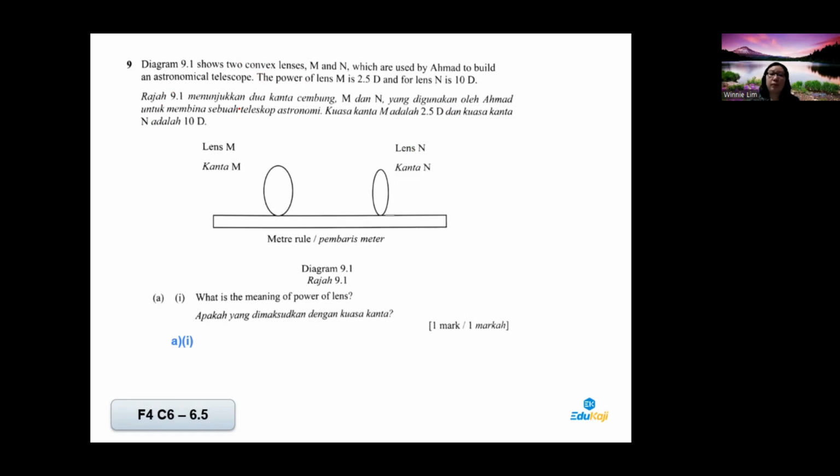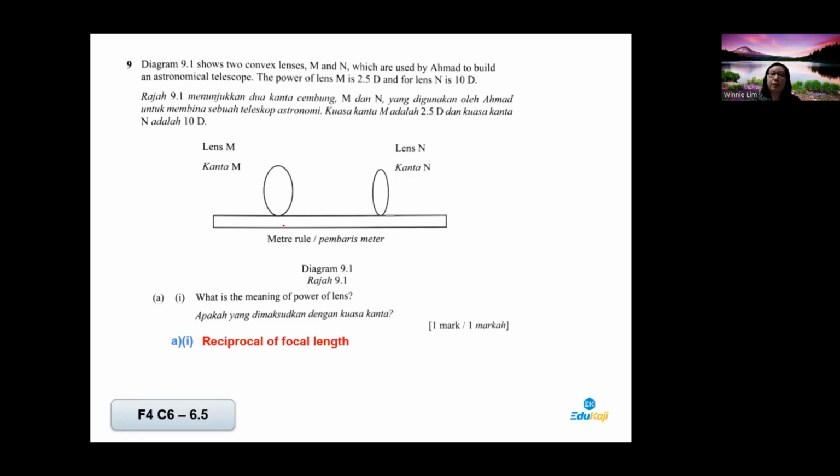The power for lens M is 2.5 and N is 10. So first, what is the meaning of power? The idea of lens power is not the power for work done; they don't link to this. This power is like, for example, you see things quite blurry, so you wear spectacles. Some people need a high power lens. So we always link the power of the lens with focal length. They focus even more or further.